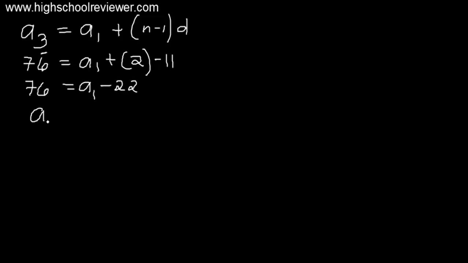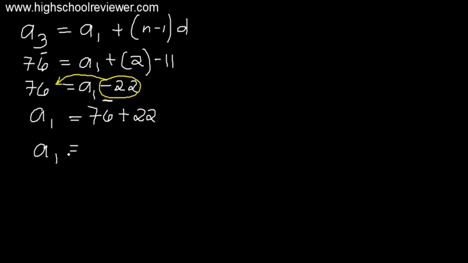To find a sub 1, we need to transpose negative 22 to the other side. So a sub 1 would be equal to 76. If we transpose negative 22, it will change sign and become plus 22. So our a sub 1 would be equal to 76 plus 22, and this will be equal to positive 98.